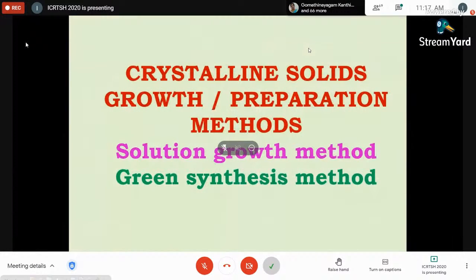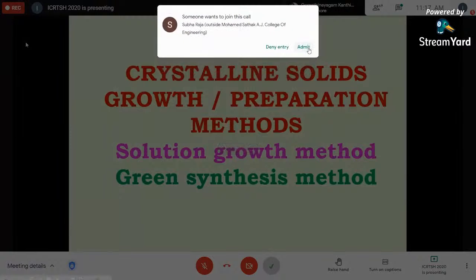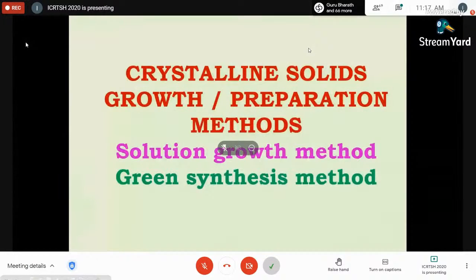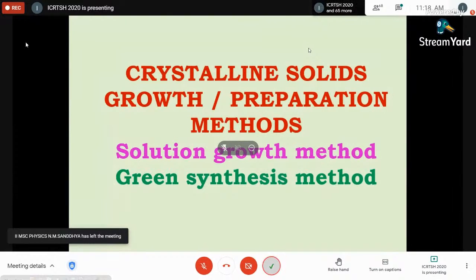Crystalline solids, their growth or preparation method, as well as nanocrystallines. Here, the solution growth method is the best method for growing macrocrystals. It's a cheap and best method. When you are mixing two materials, liquid or solid, in a particular beaker, you will get good quality crystals by the solution growth method.